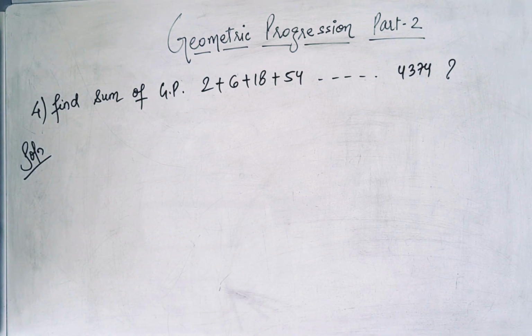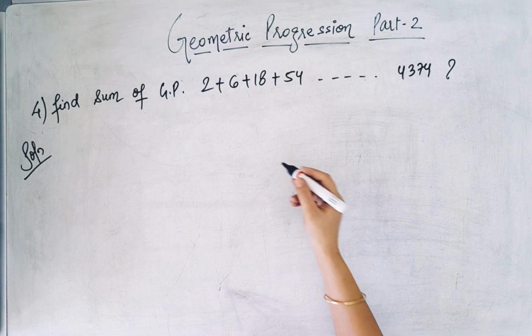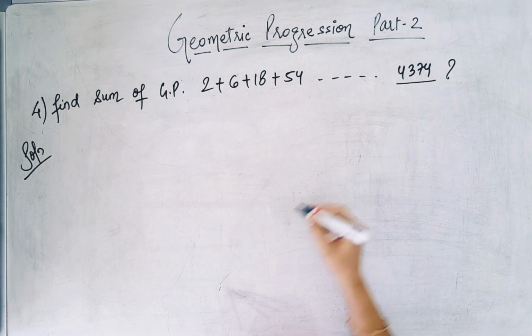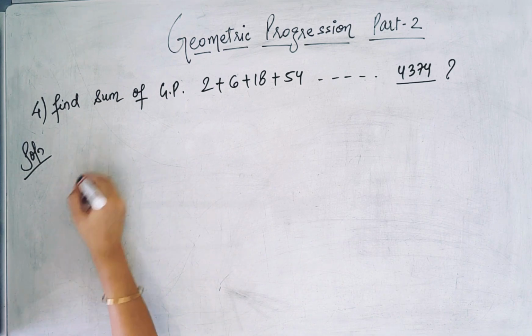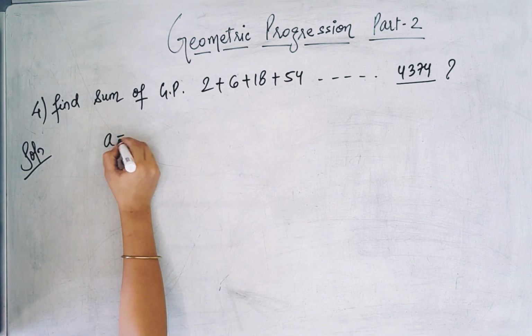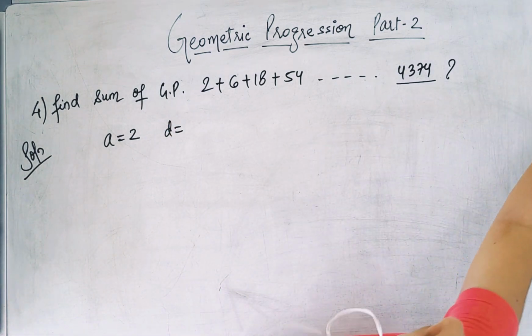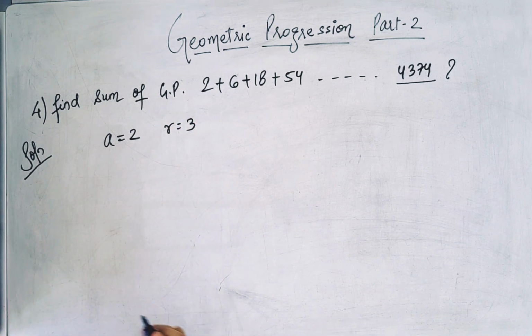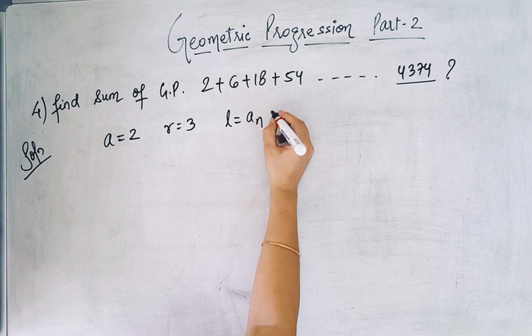So the question is, find the sum of the GP 2 plus 6, 18, 54, up to the last term, we have to find the sum. This is the last term given to us. Now before, we saw everything is mentioned over here. A is what? 2. And if we look at R, that is the common ratio, the common ratio is 3, and this one is the last term. We can write it as An also.